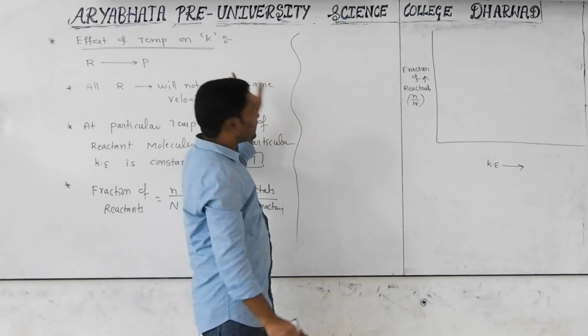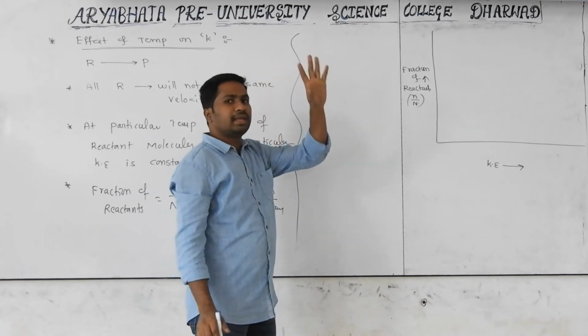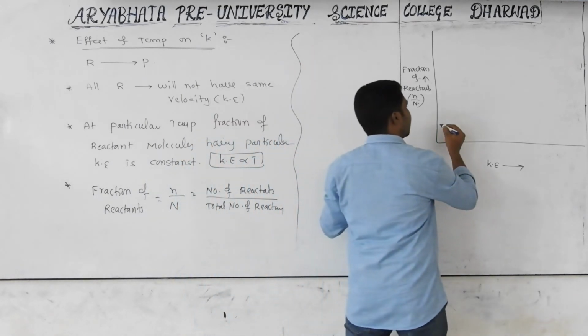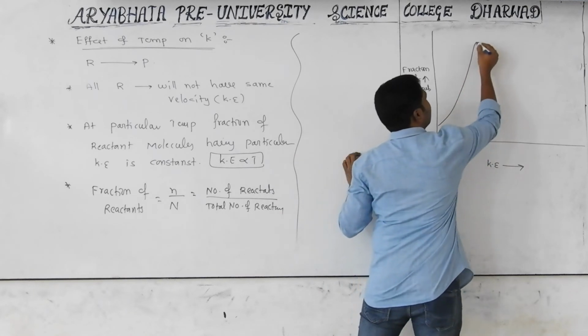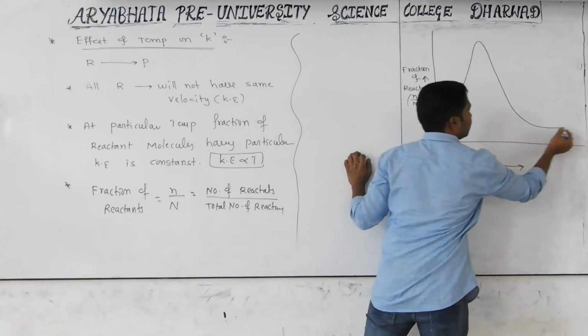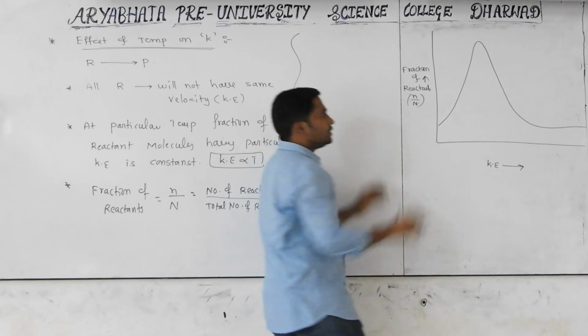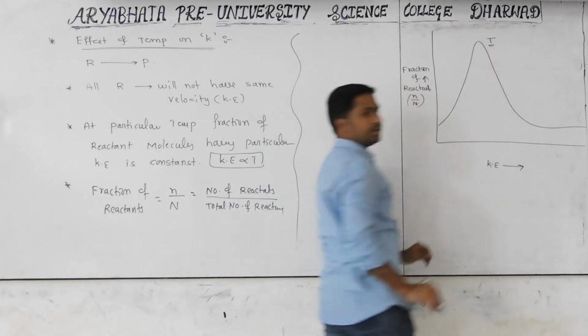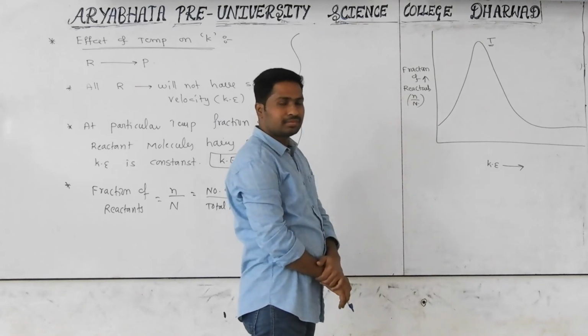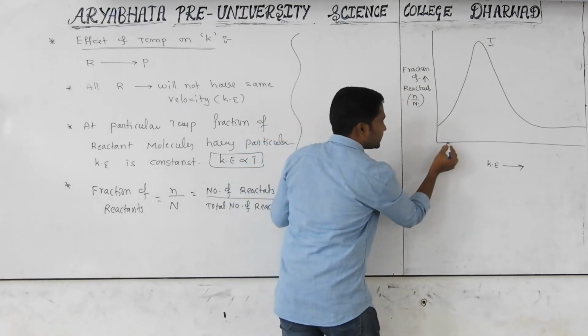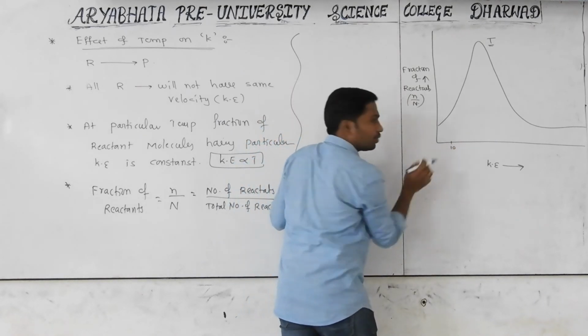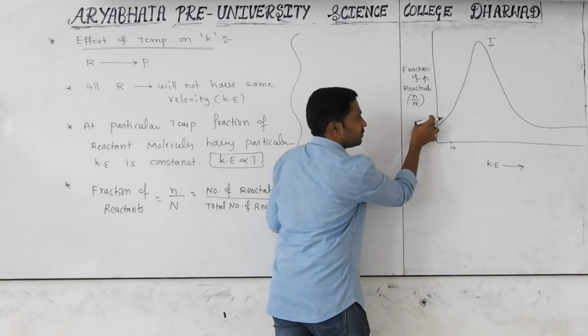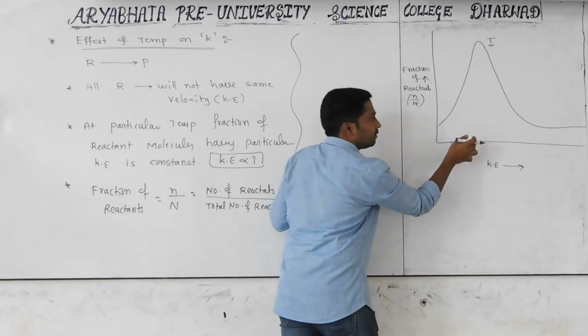If you take this chemical reaction, not only this one, you can take any chemical reaction, generally we get a graph like this. Observe very carefully. This is the information you studied at a particular temperature T. Here the kinetic energy is, for example, 10 kilocalories, possessed by some particular number of molecules. Like that it will go on.